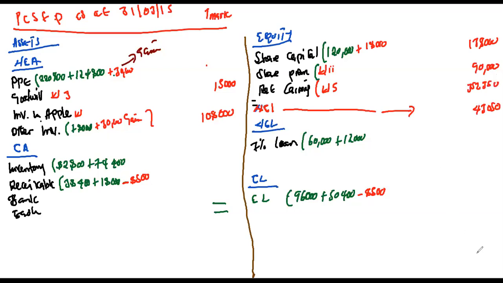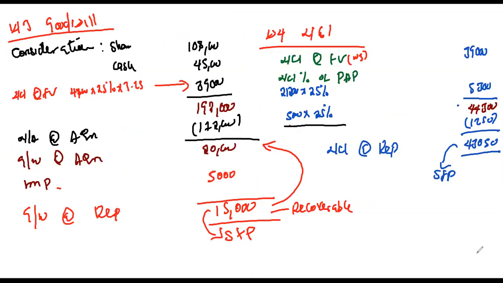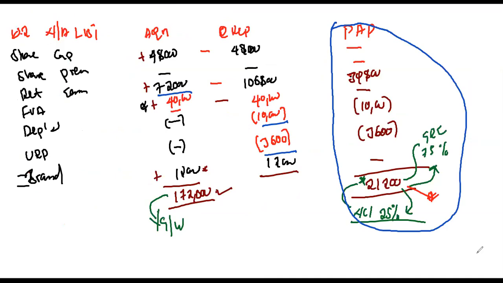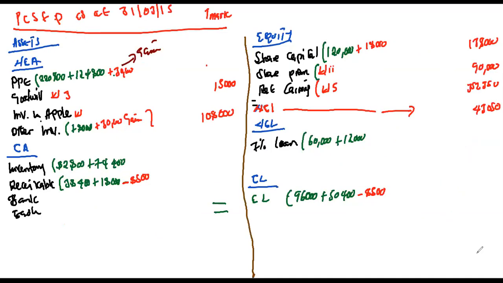Okay, we have one more thing to do. Remember investments. Retained earnings, 138. Yes. So we have one more thing. Remember, there's a line remaining here, investments in Apple. We need the figure there.